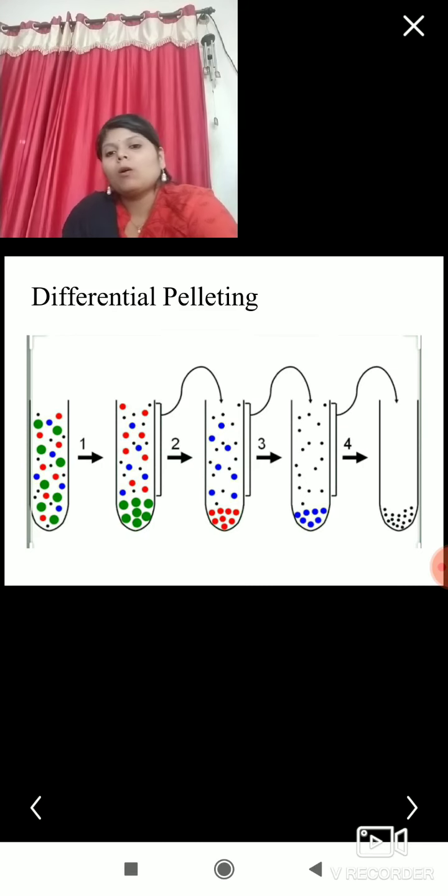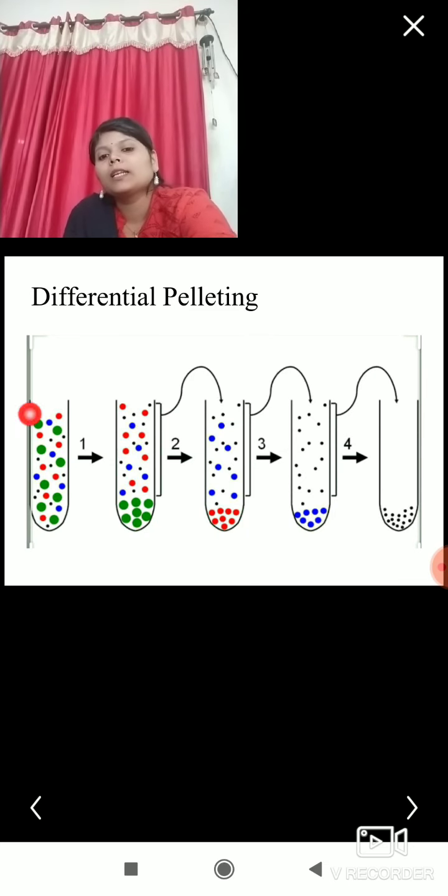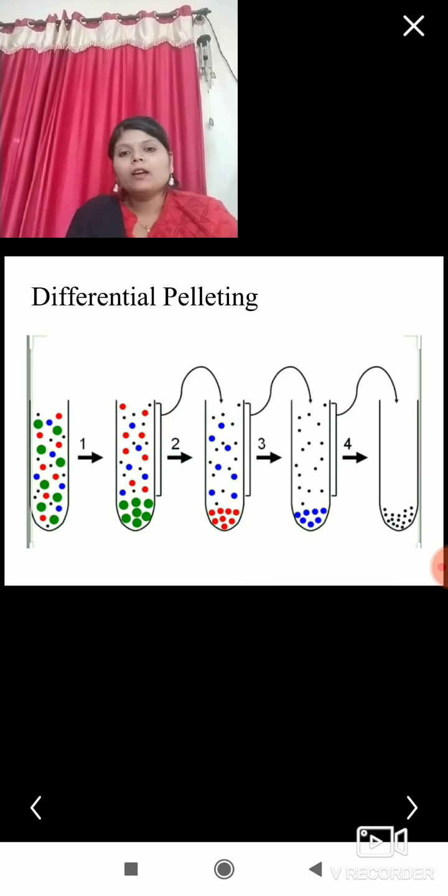You see all the mixture of solutions are present in this particular test tube. As we have done the first step of centrifugation, we could see that the denser particles, that is the bigger green color particles, compared to the red and blue, have settled first. Once they have settled, we will remove the supernatant part, that is the first liquid part, and the pellet part is thrown out.